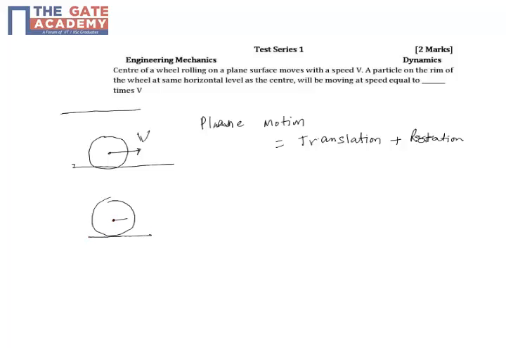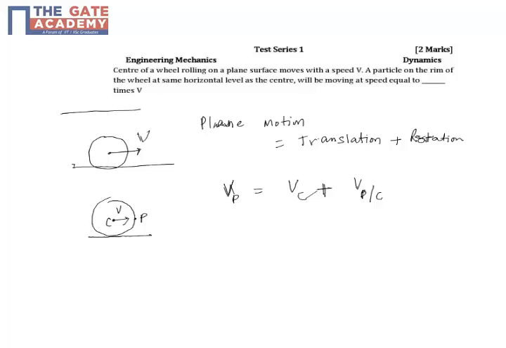if the center is moving with a velocity v, and the center is c, and you have any point which is p, then the velocity of a point p is equal to the velocity of the point c, which is the center, plus the velocity of p when it is rotating about c being fixed. So that is the meaning of this.